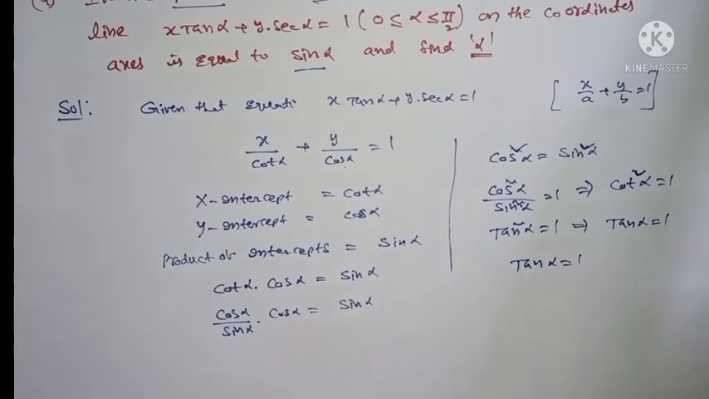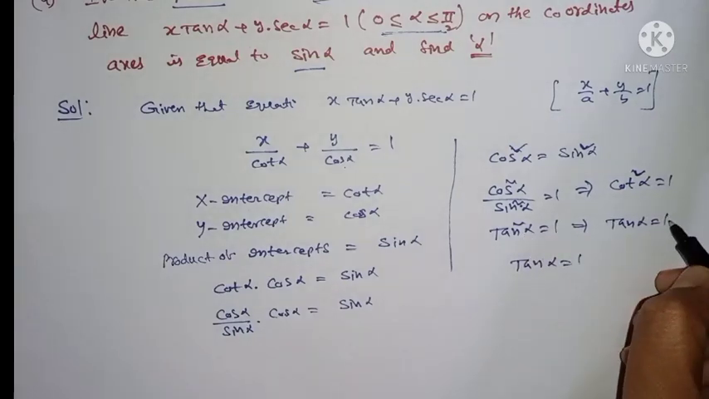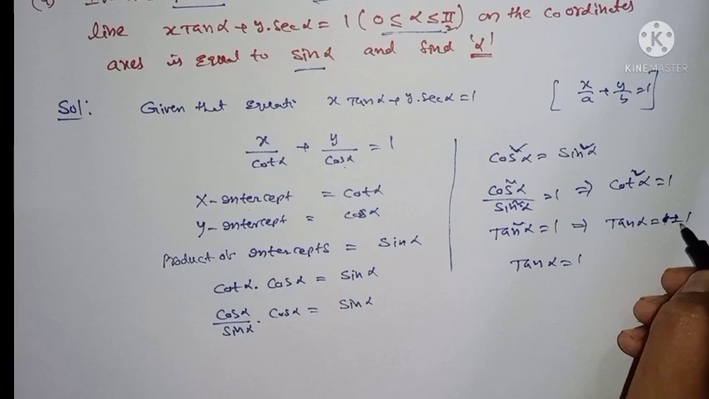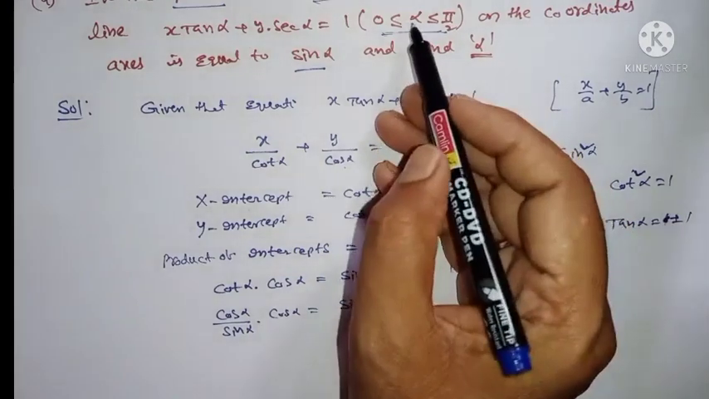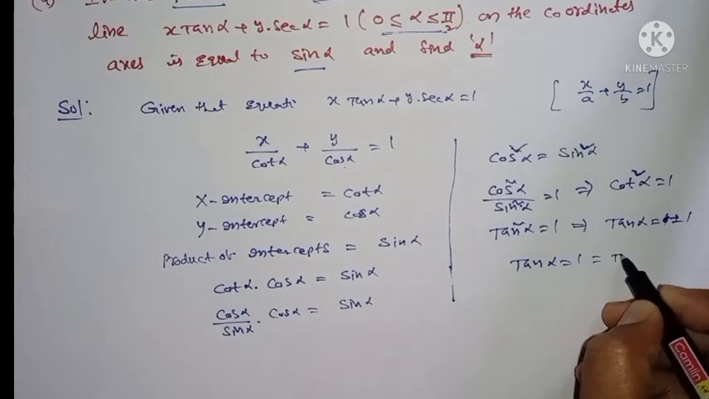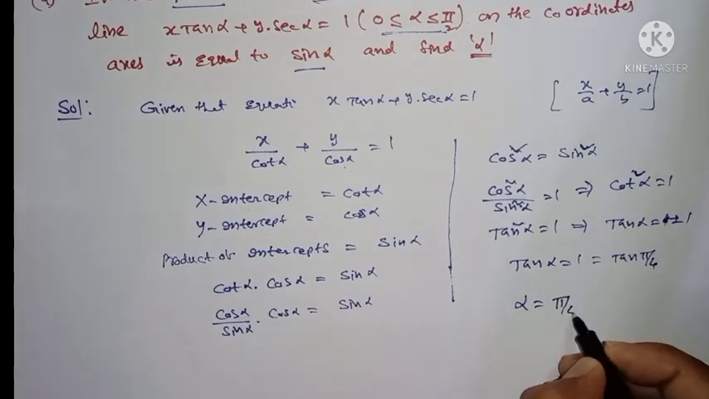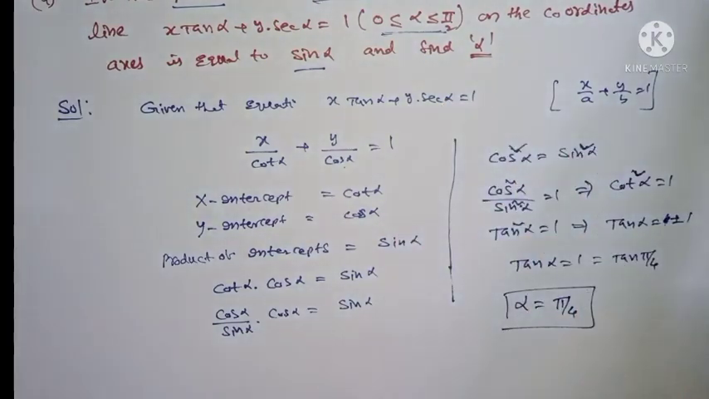What did you get here? Tan alpha is equal to plus or minus 1, but alpha is in the first quadrant, between 0 and pi by 2, where tan is positive only. Therefore, tan alpha is equal to 1, which is tan pi by 4. Therefore, alpha is equal to pi by 4. We were asked to find the angle alpha, and that is pi by 4.